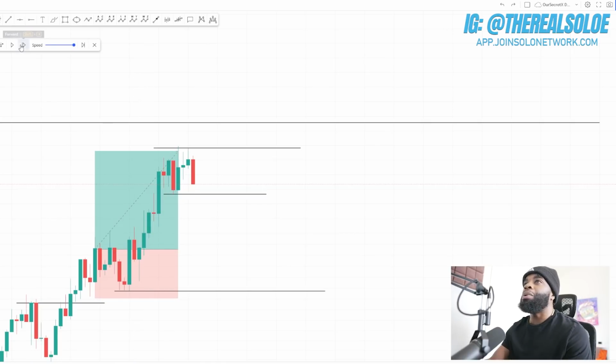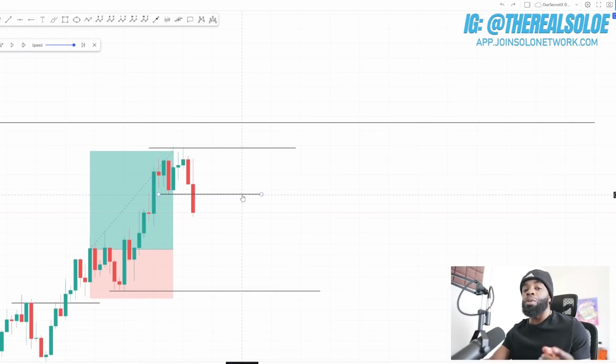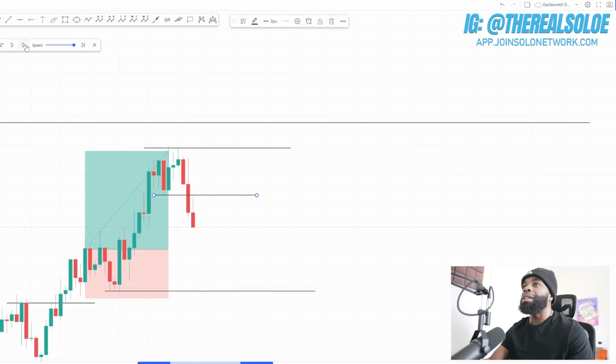So let's go ahead and play it out and see what happens. As you guys see, it broke the minor low, which is this low here. So now we're just waiting on a pullback to see if we can get that.